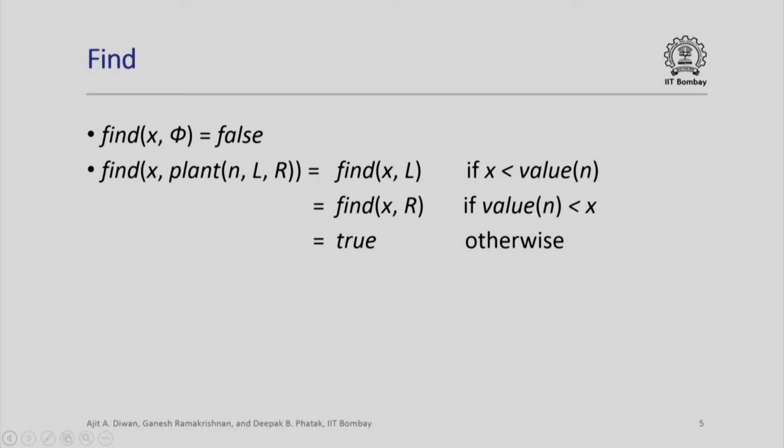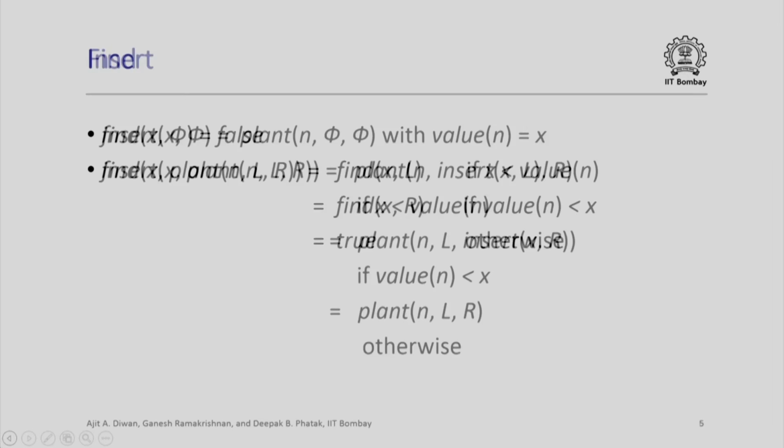If value of n is less than x, then we try to find in the right subtree, and otherwise we say it is true that x is neither less than the value of n nor value of n is less than x, which means x is equal to the value of n, and therefore we return true.